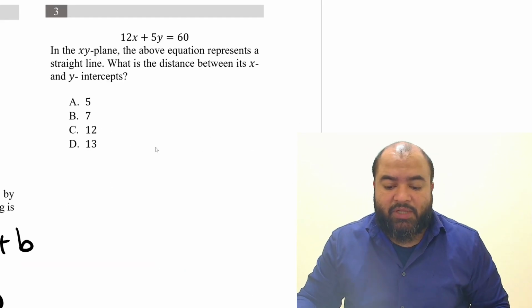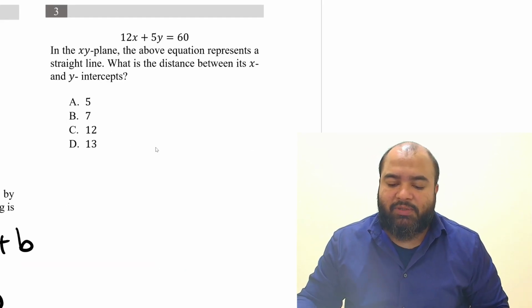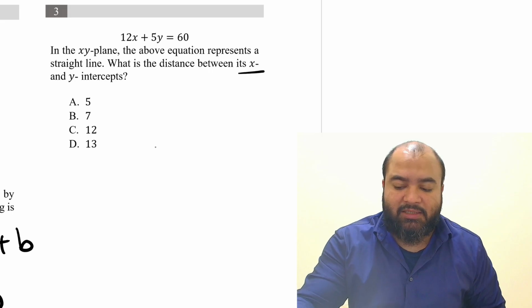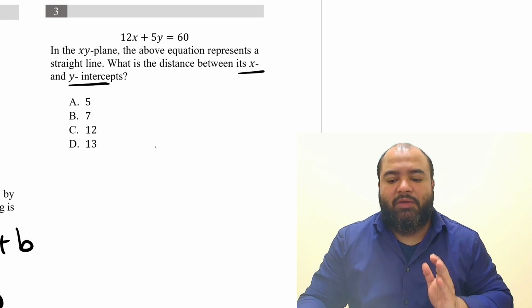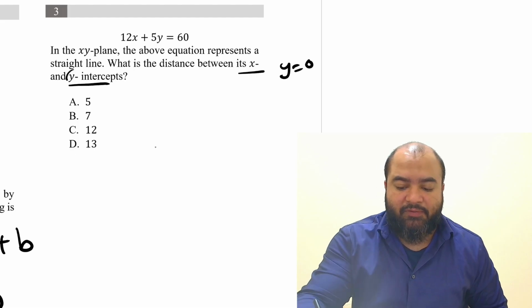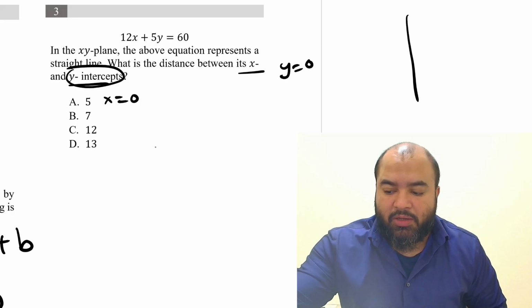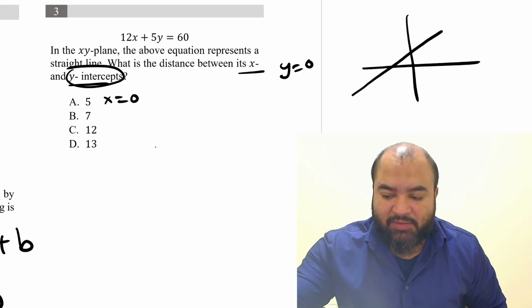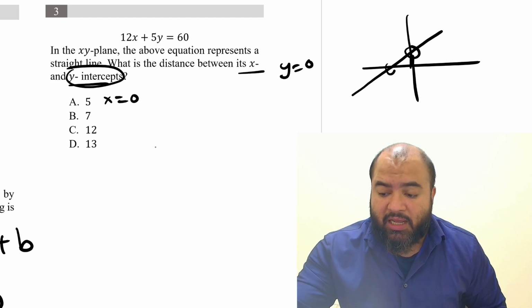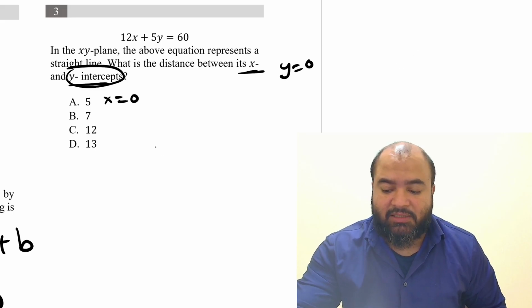Okay, number 3 is asking, in the xy plane, the above equation represents a straight line. Now, what is the distance between the x and y-intercept? So now we're going to learn how to find the x-intercept and y-intercept. If you want to find the x-intercept, make y equal to 0. If you want to find the y-intercept, make x equal to 0. You'll be like, why? Because look, when a line is intercepting the y-axis, at this point the x value is 0. And at the x-intercept, the y value is 0. So just remember that. You want to find the x-intercept, y equal to 0.